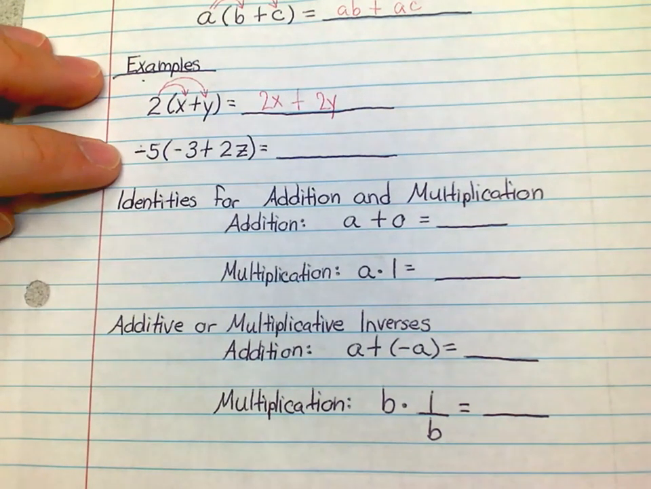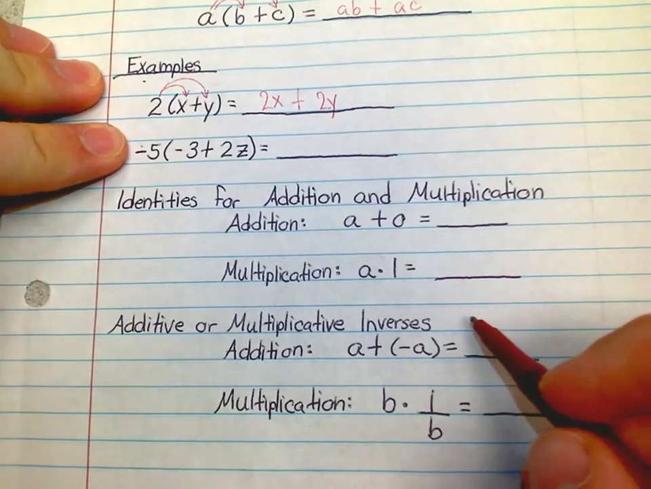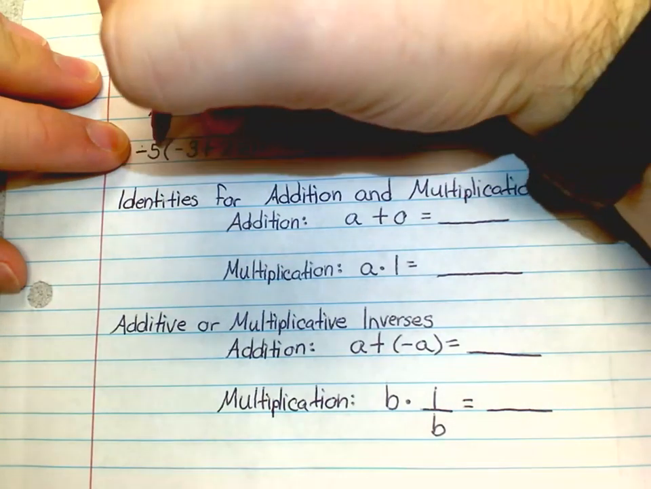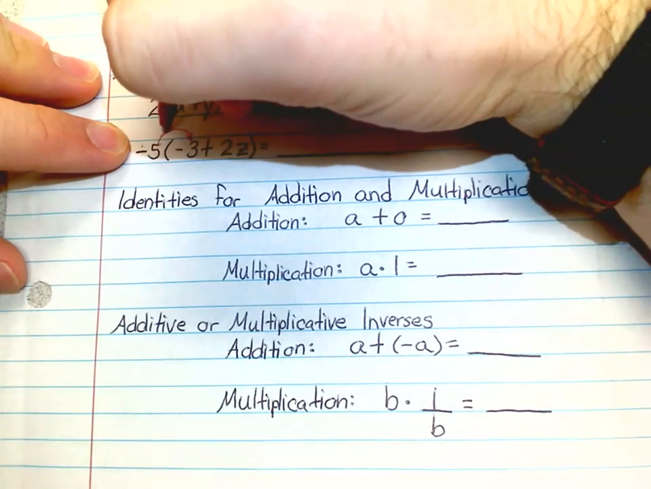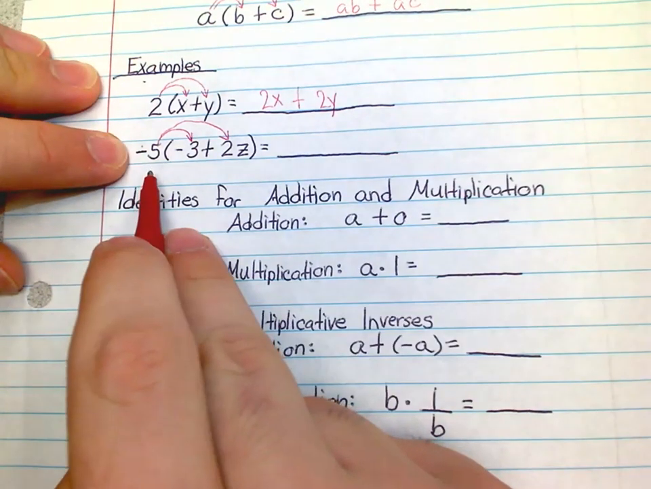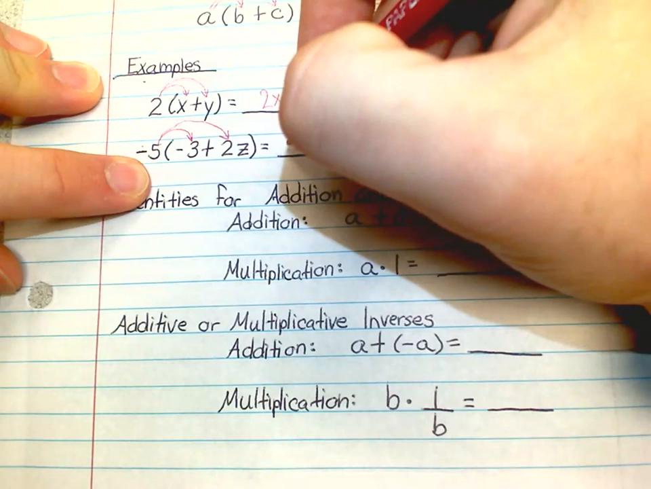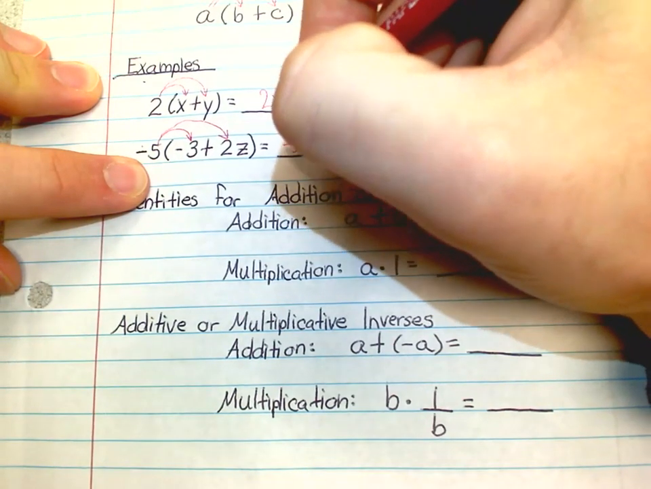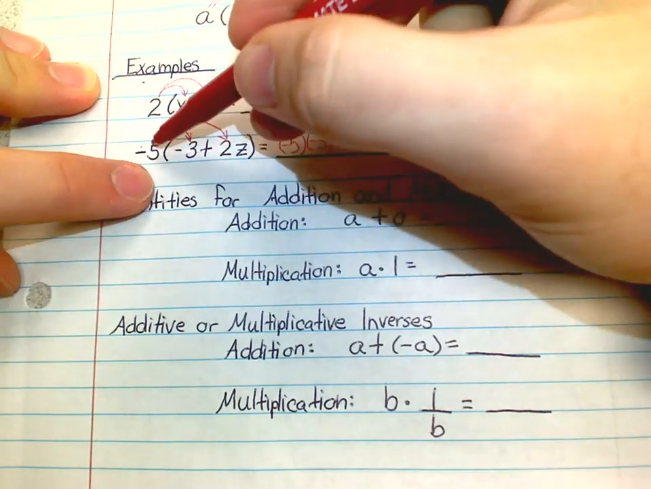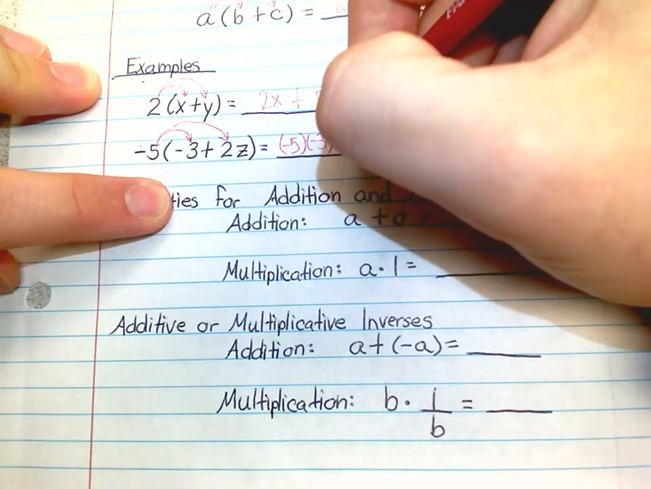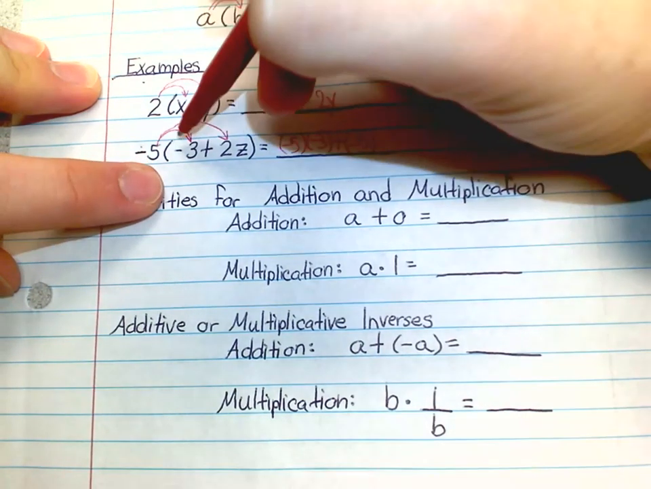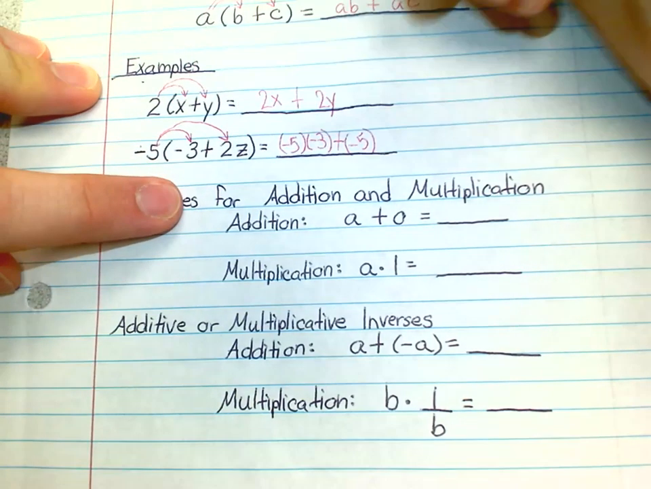Okay, now this next one has some negatives, so we're going to be a little bit more careful than we were before. So let's say a negative 5, distributing it across everything inside the parentheses. So a negative 5 times a negative 3, okay, and then a positive because of our plus, and a negative 5 times 2z.